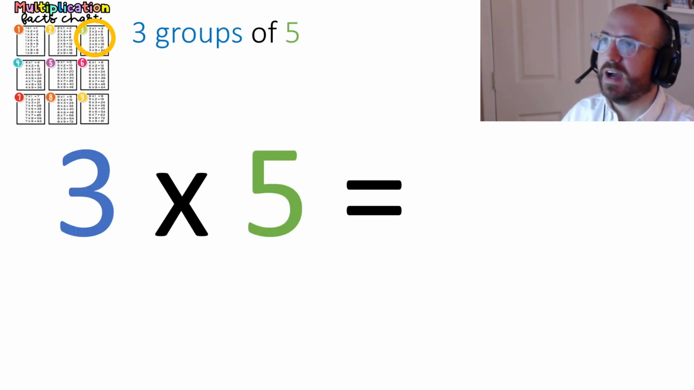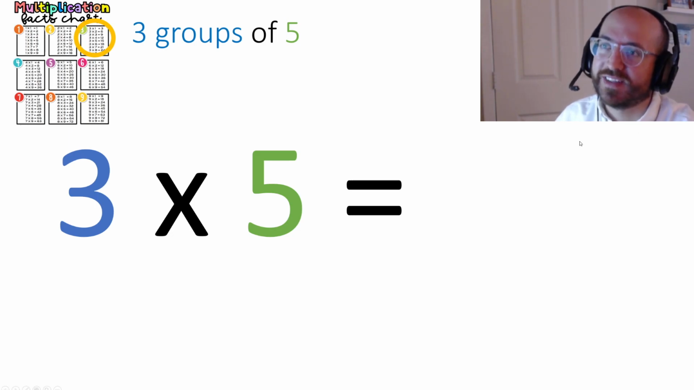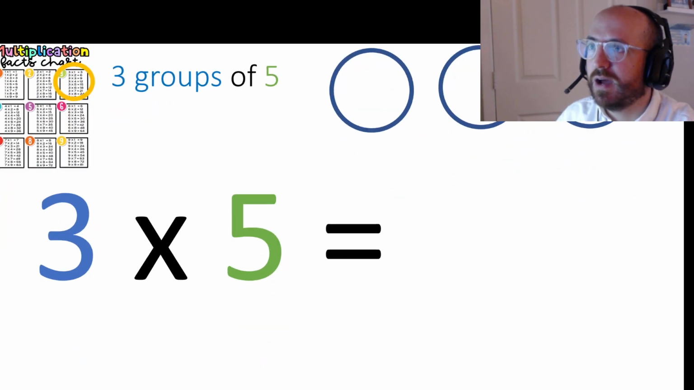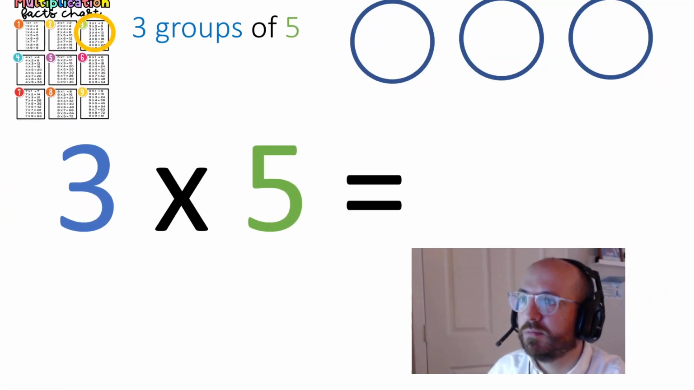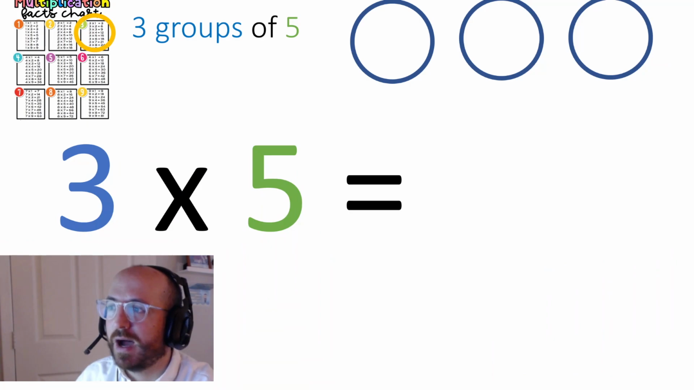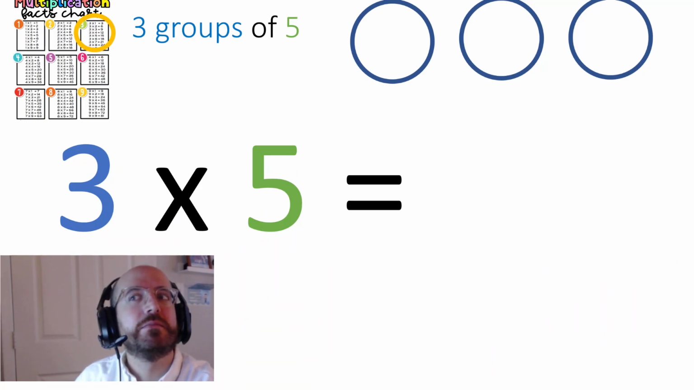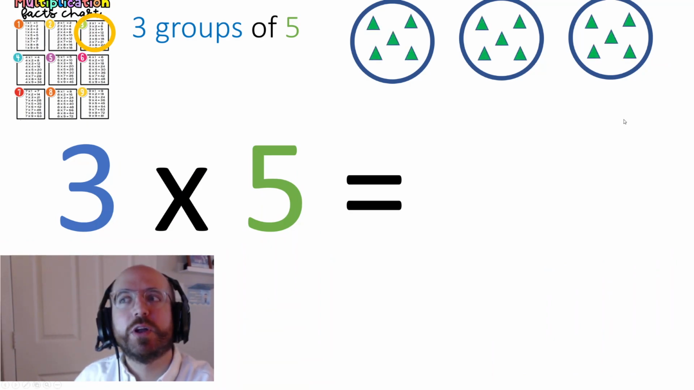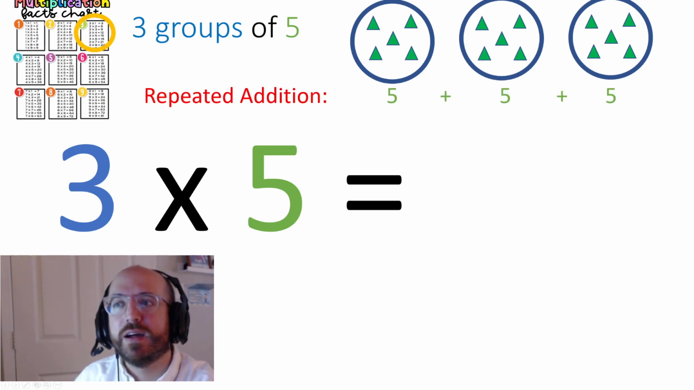Okay, 3 groups of 5. Well, this is a familiar slide I'm kind of reusing. But 3 groups of 5, I can move me down. Move me down here, hang out in the bottom. Let's look up here. Okay. 3 groups of 5 can also be the same as 5 plus 5 plus 5.